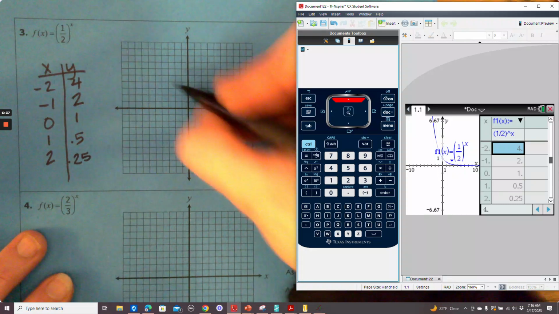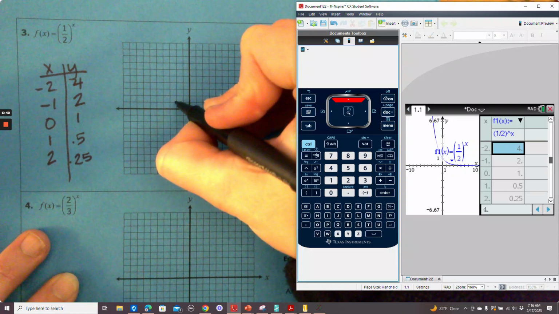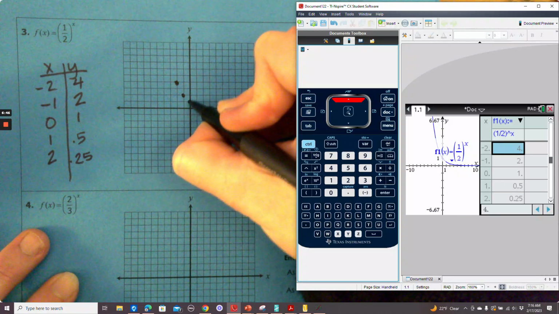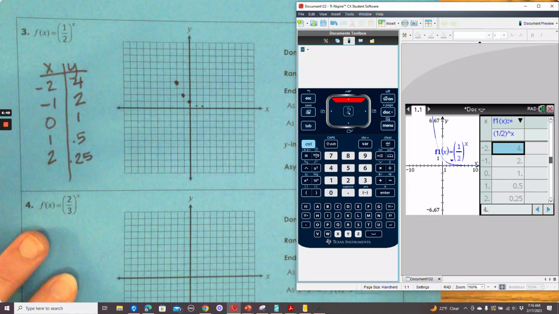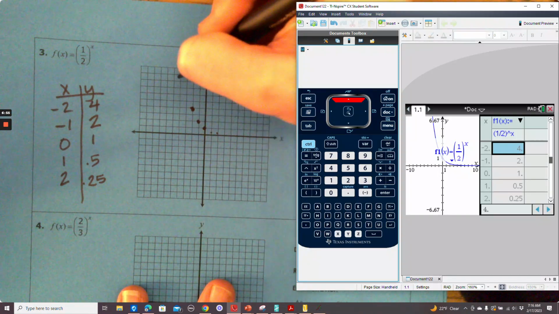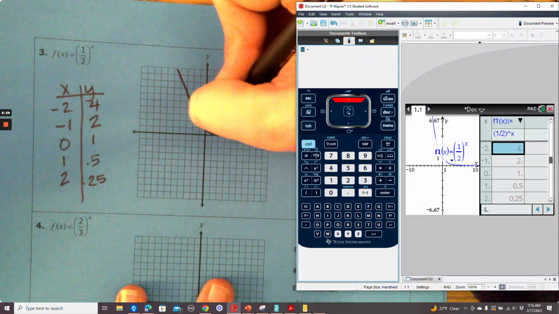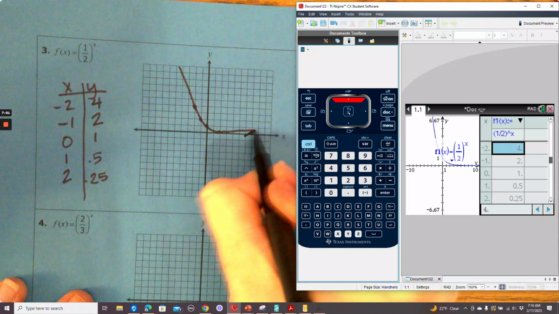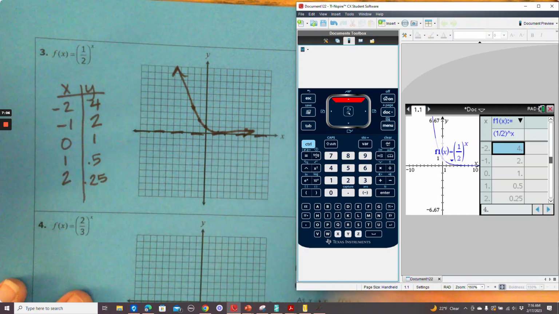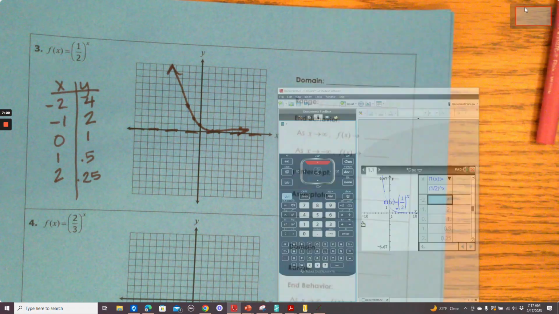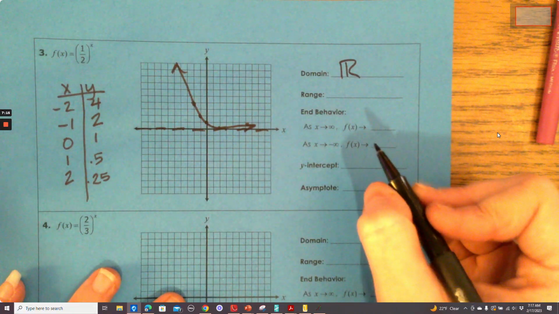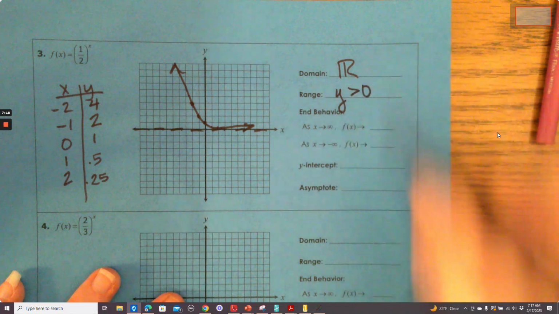So if I graph this one, I've got -2, 4; -1, 2; 0, 1; and then that's when we start getting close to 0. So we're hitting the asymptote again. So our asymptote is still the x-axis. And so our domain here is still all real numbers. We can use any value of x. The range is still y is greater than 0.